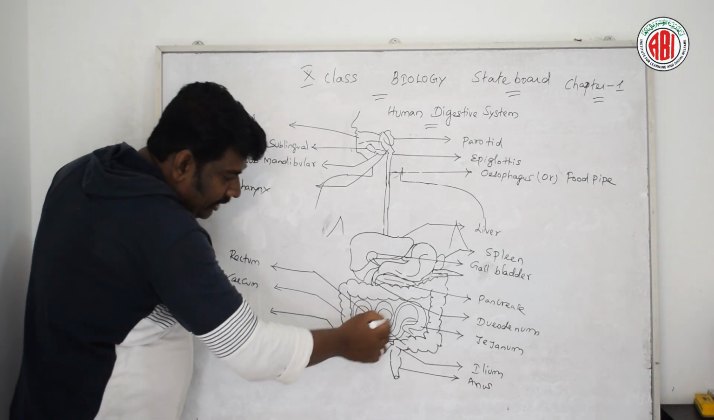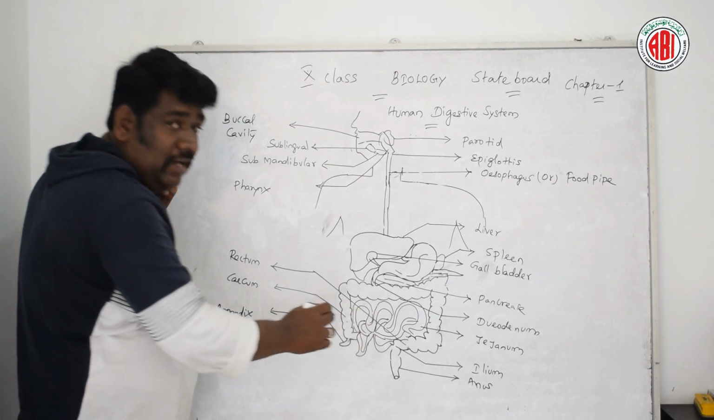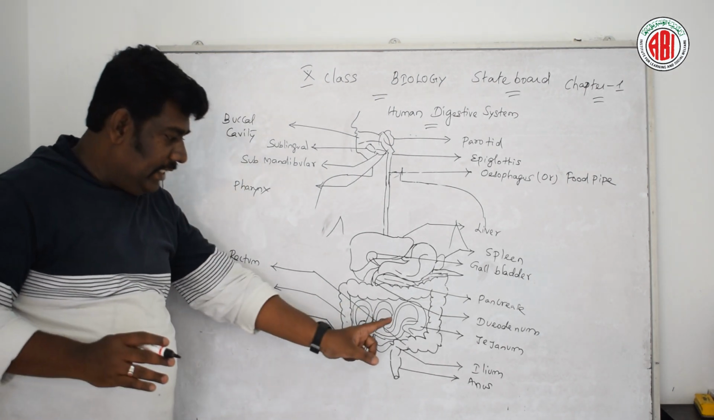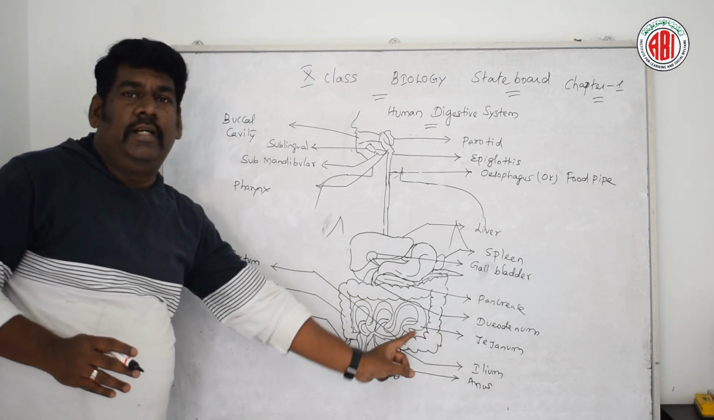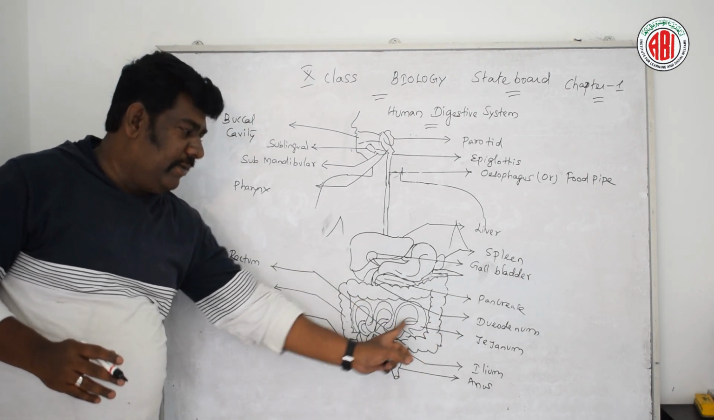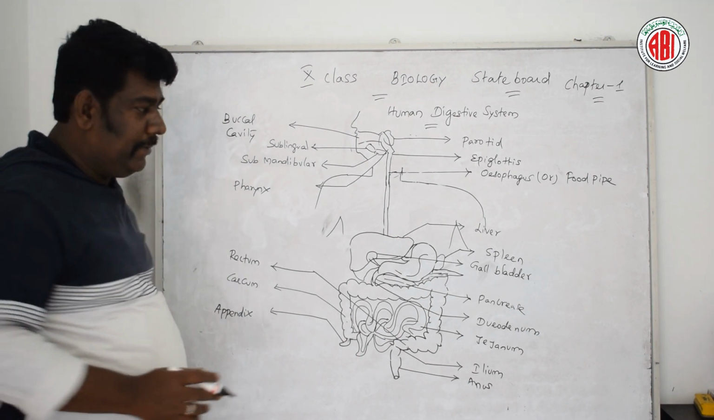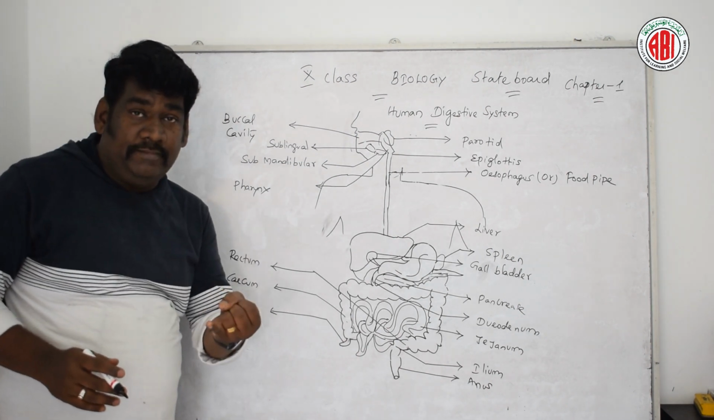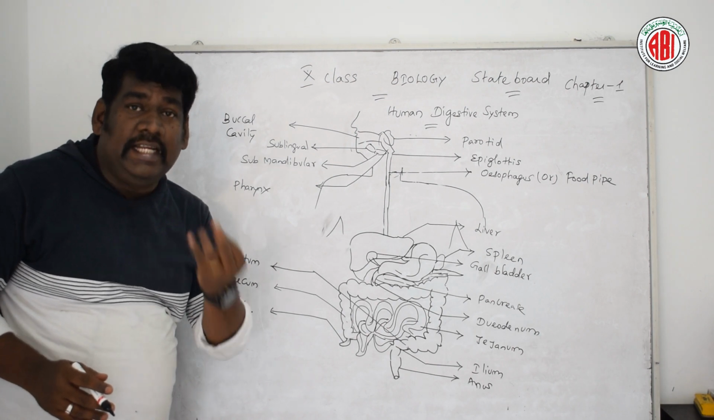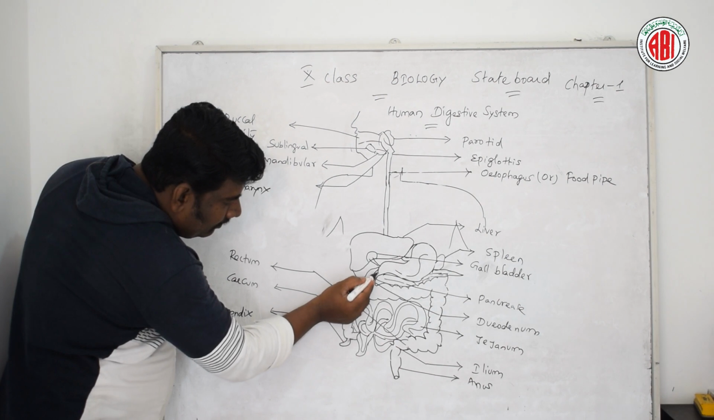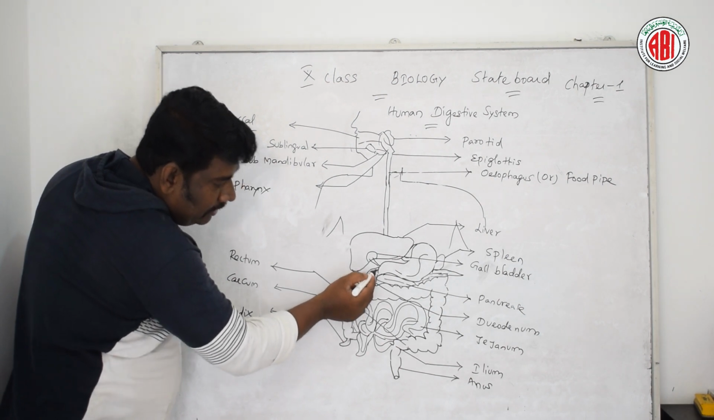Now the small intestine is further divided into three parts. If you want to write directly, you can label it directly here as small intestine. The small intestine has three important parts, called duodenum, jejunum and ileum. Duodenum is the beginning part of the small intestine. Here it starts.